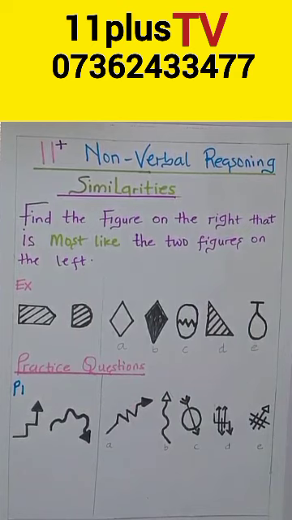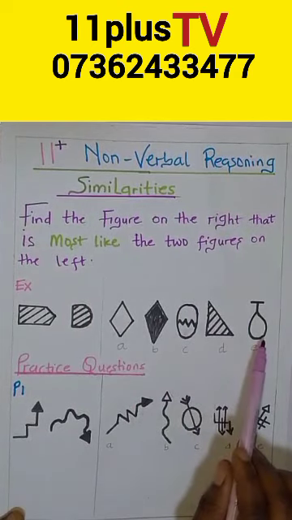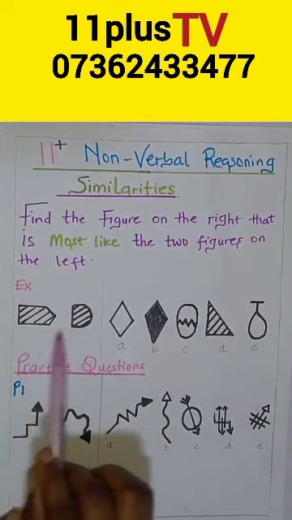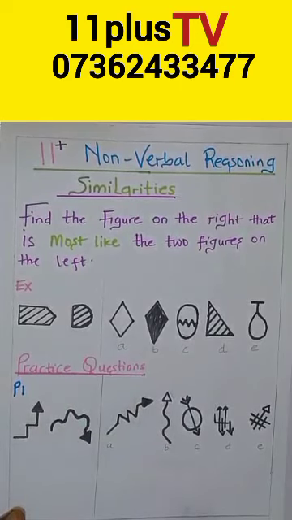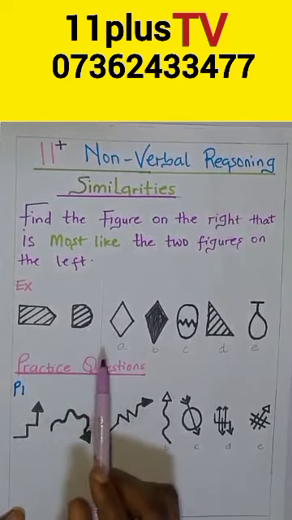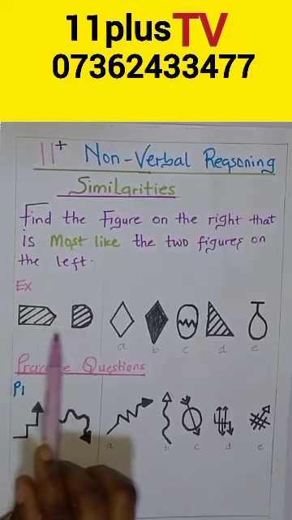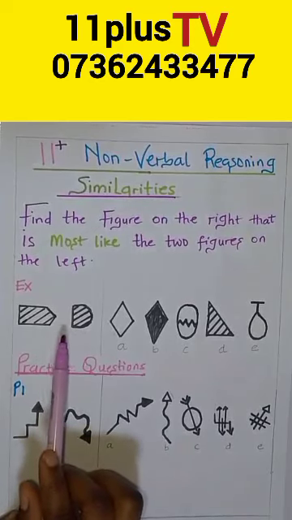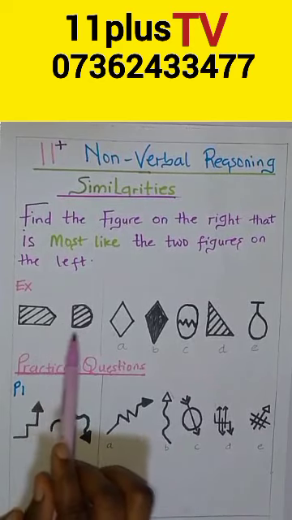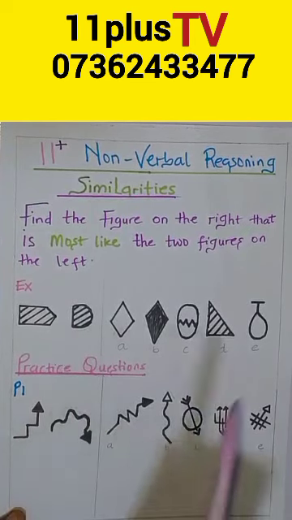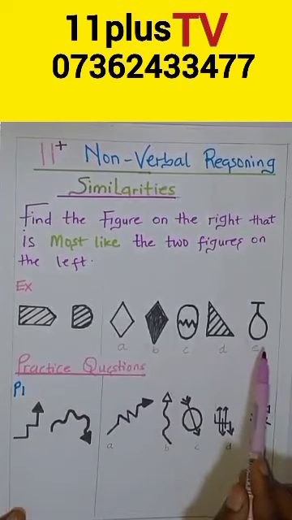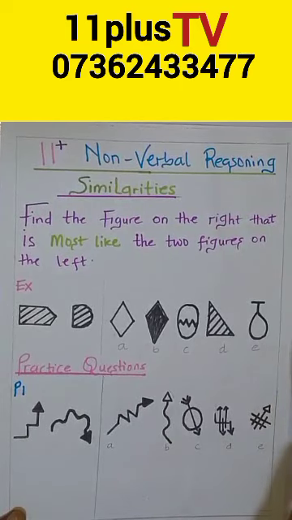All you need to do is to look for a figure that is similar to these two figures on the left. Now we are going to use our elimination method. Let's look for their common features. Now the common features between these two shapes is that they have arching, that is, they are striped diagonally. So we need to look for a shape on the right that is striped.